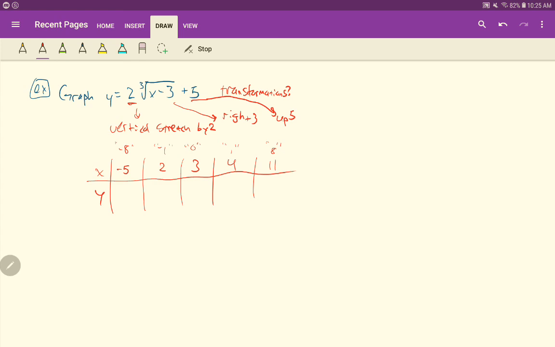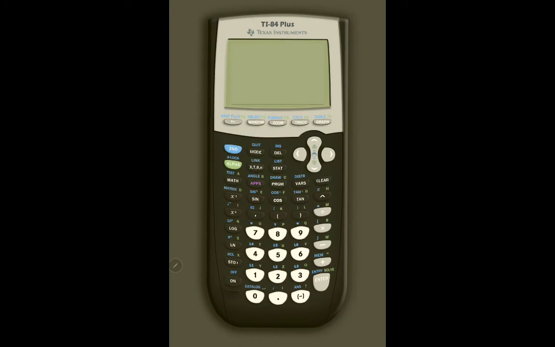Okay, and then you can go to your graphing calculator and do this. So 2 times the cube root of x minus 3, plus 5. Okay, so turn it on. Y equals 2. And now to do cube root in your graphing calculator, you have to press the math button and then arrow down, and there's your cube root right there. Hit enter. So x minus 3. And then arrow outside of your cube root, or make sure you close parentheses if you have the older calculators.